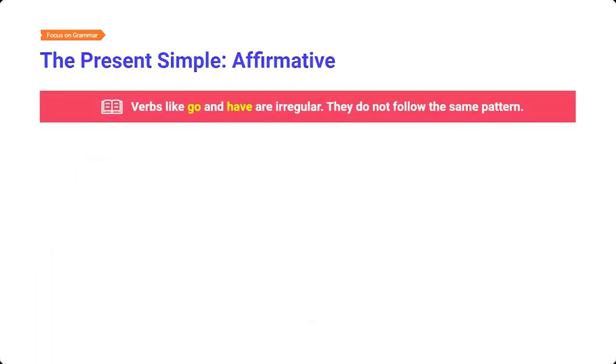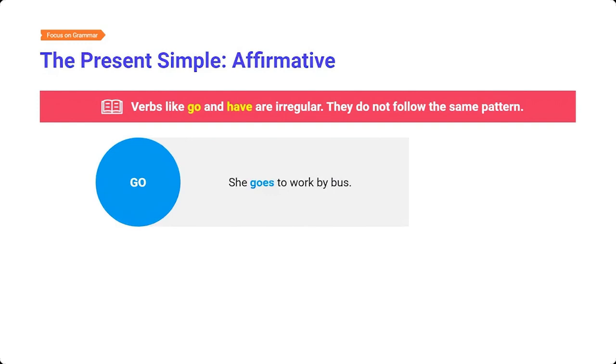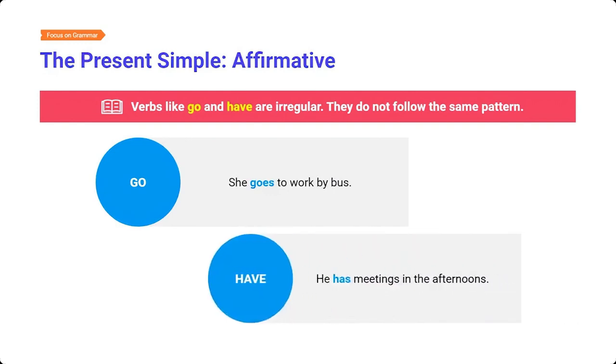Verbs like go and have are irregular. They do not follow the same pattern. Go. She goes to work by bus. Have. He has meetings in the afternoons. Go changes to goes, and have changes to has.